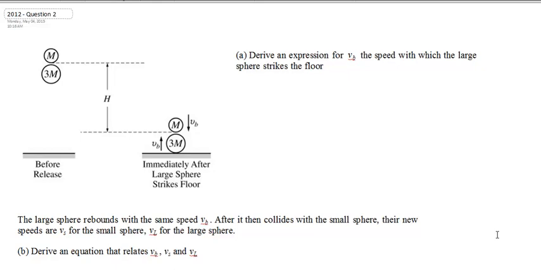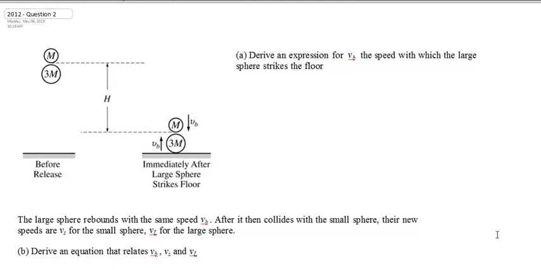Okay, so the large sphere, of course, hits the ground first, it rebounds, and then very quickly the two spheres collide. So part A asks us to derive an expression for VB, the speed with which the large sphere strikes the floor. Now one tricky thing about this whole problem is we're never given any numbers other than that the two spheres are m and 3m. That's the only number we're given. So everything in this problem is done symbolically, which can make things easier. It can avoid calculation mistakes because you don't have to do any calculations, but you do have to do a good bit of algebra.